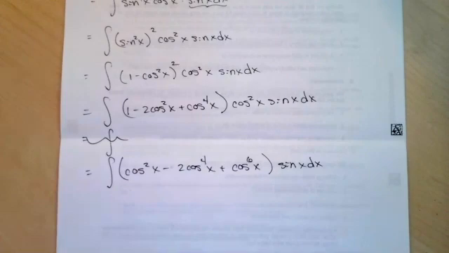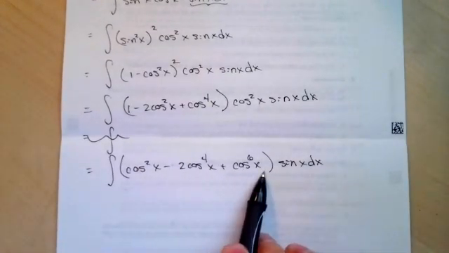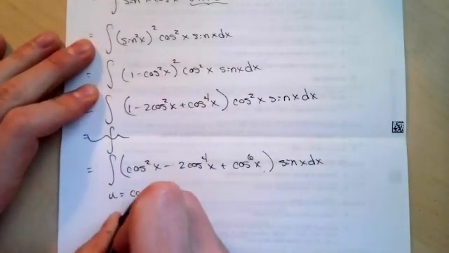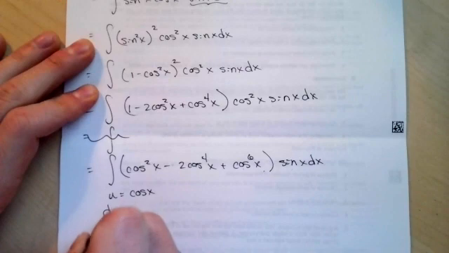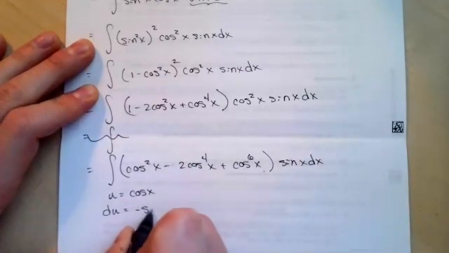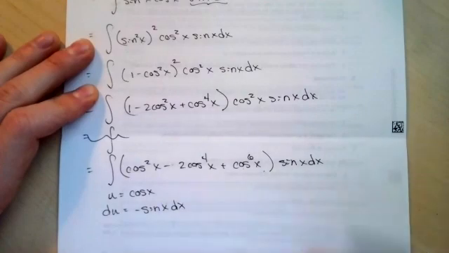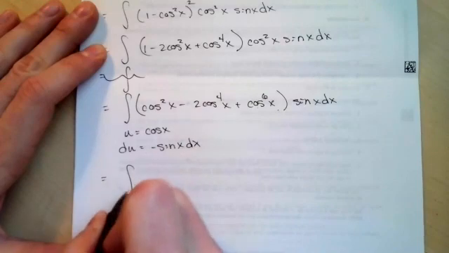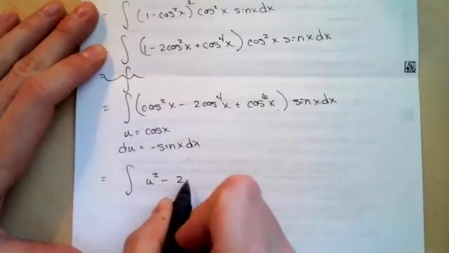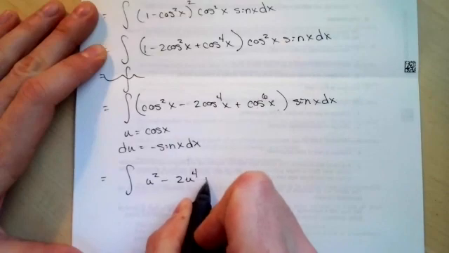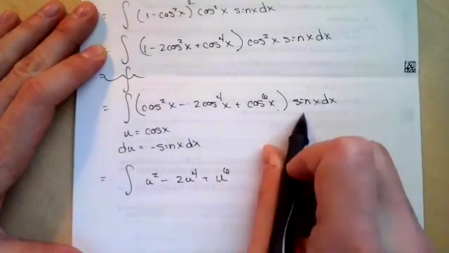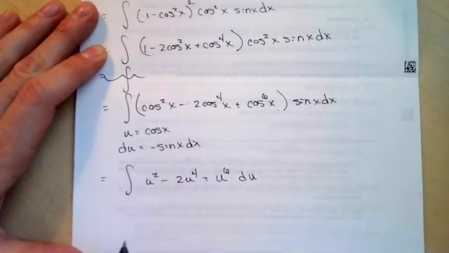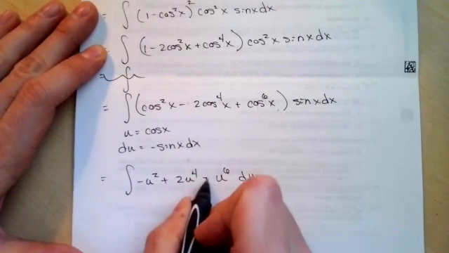And now our last step, we have all powers of cosines with one lone sine. So now we can make a nice substitution. U is cosine of x. And then du is going to be minus sine of x. And when we make that substitution, now we got u squared minus 2u to the fourth plus u to the sixth, and then all du, and we need an extra minus sign in there. So I'll go ahead and flip all the signs.